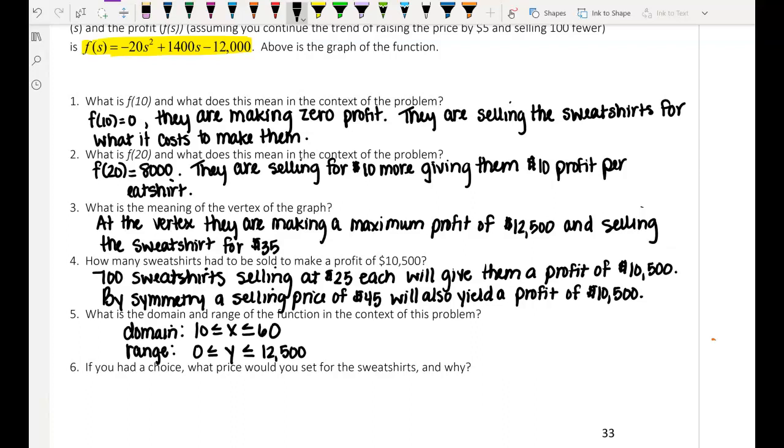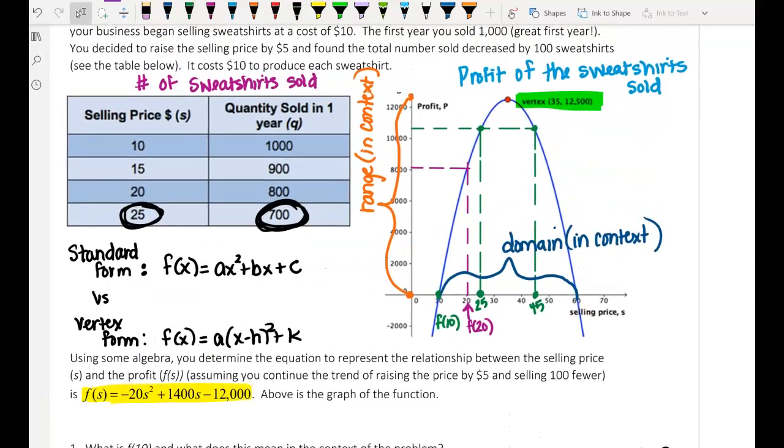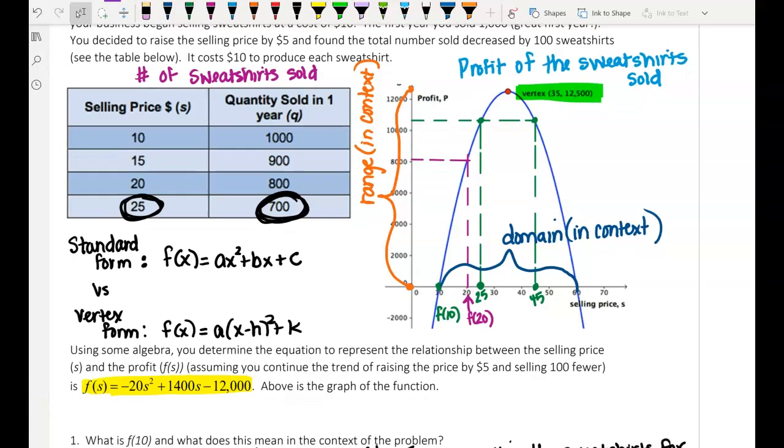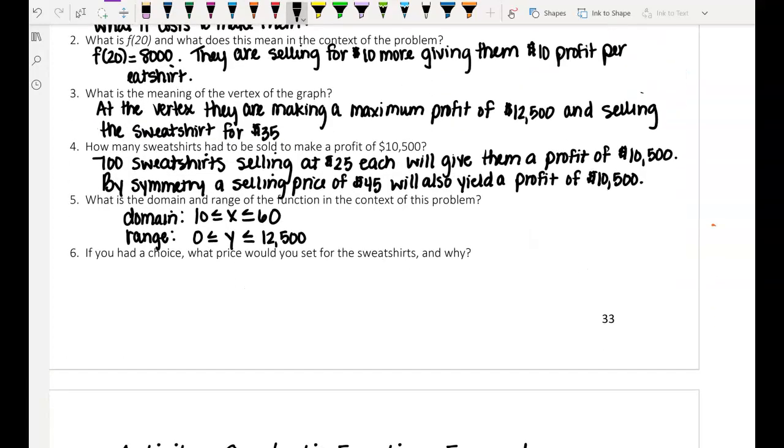So 6 says, if you had a choice, what price would you set for the sweatshirts and why? What is the whole point of selling the sweatshirts? What are we trying to do? Make as much money as possible. So if I want to make as much money as possible, what price do I need to set for the sweatshirts? Yeah, at 40, I'm already on the downside and I'm making less money. So if I were going to set the price, I would set it at $35 because that would get the greatest profit.